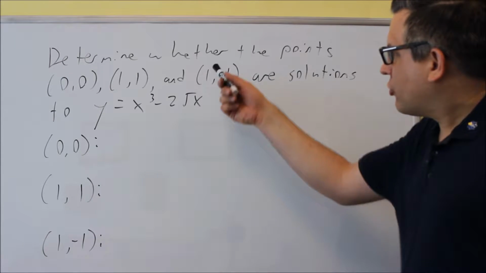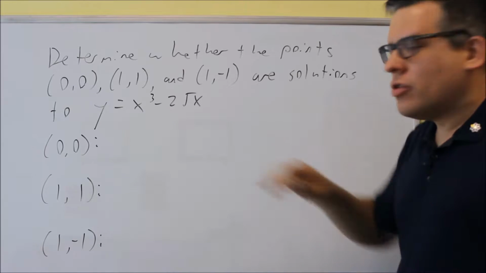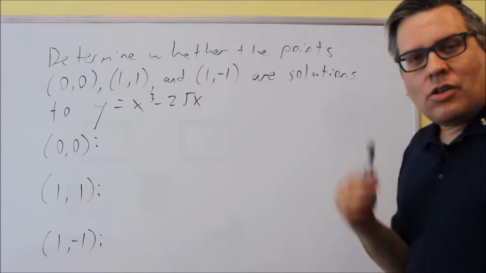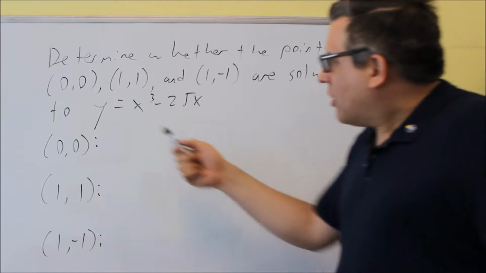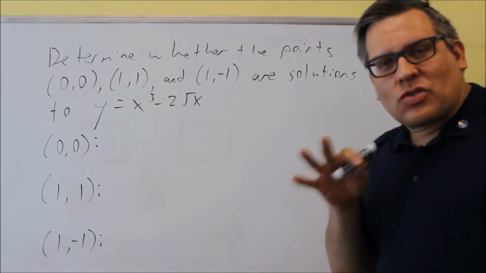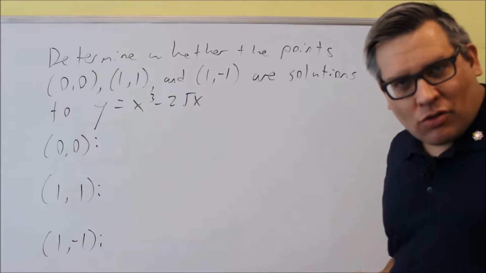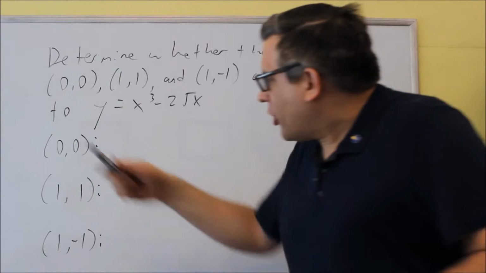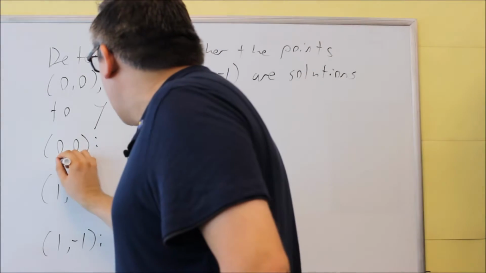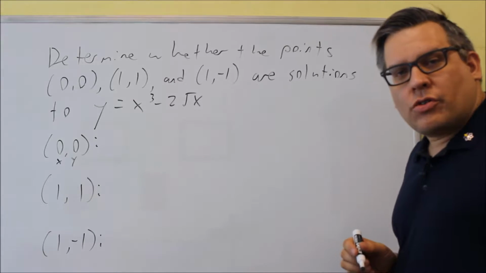For this problem, we want to determine whether the points listed here are solutions to this equation. The way you do this is you just plug in each of these points for the x and the y. If you get the same number on both sides, if you get an equality, then it's a solution. The first point is always an x.